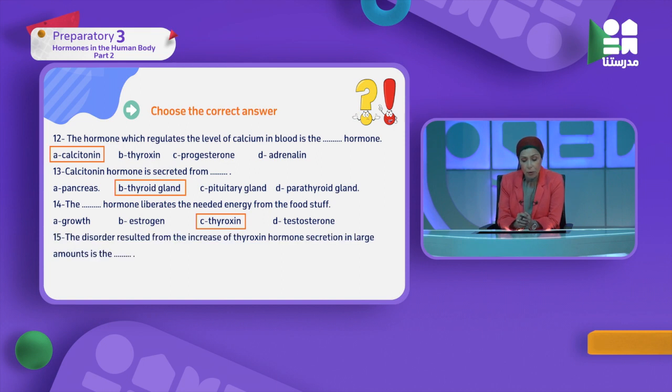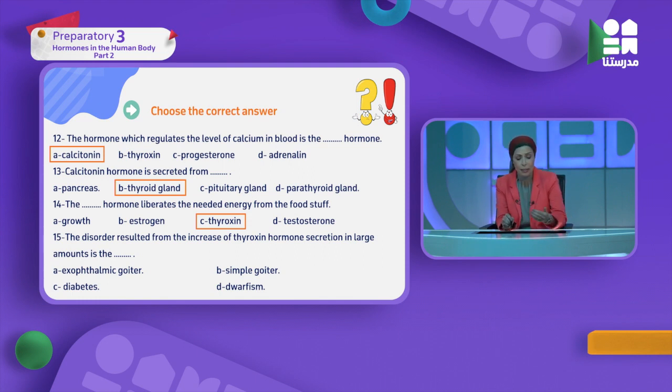The disorder resulted from the increase of the thyroxine hormone secretion in large amount. هنا بيقول لي ايه disorder عايز الديزيز that resulted from increase in the thyroxine hormone. طيب هو exophthalmic goiter ولا simple goiter ولا diabetes ولا dwarfism؟ عندي تو خلاص excluded اللي هم diabetes والdwarfism ملهمش علاقة بالثايروكسين. عندي two another disease related to the thyroxine. ابتدي افلتر الانسرز بتاعتي. طب which one of them due to increasing in the thyroxine? Of course it's the exophthalmic goiter because the simple due to the decrease in the thyroxine hormone.